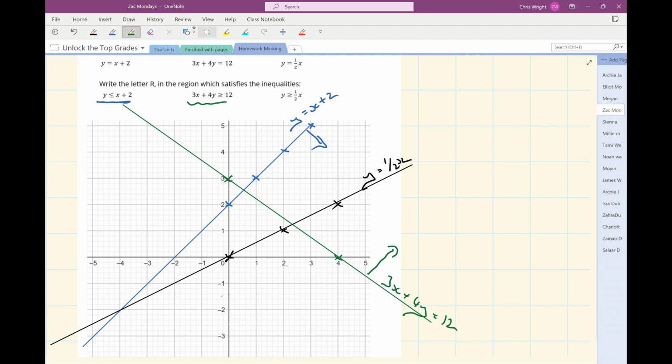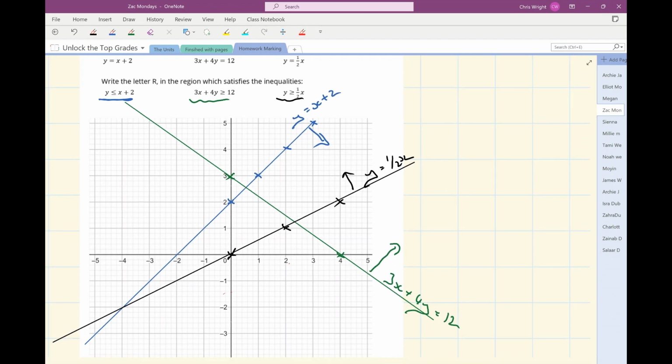And I also, looking at the black now, need the area of the graph where the y coordinates are greater than half the x. Well, this black line here, which I'm shading with yellow, shows me all the points on the grid where the y coordinate is equal to half of x. And I want the y coordinate to be greater than that. So I'm going to want the portion above the line. So which region am I going to shade R? Well, it needs to be above the green, above the black, and below the blue. So the region which I'm going to label R is this region here.